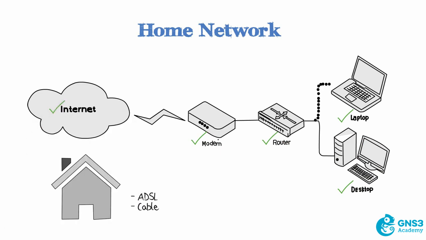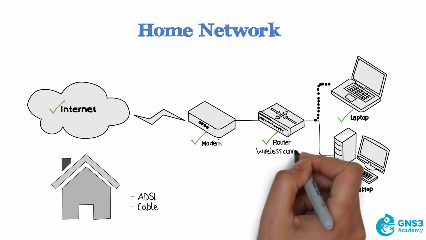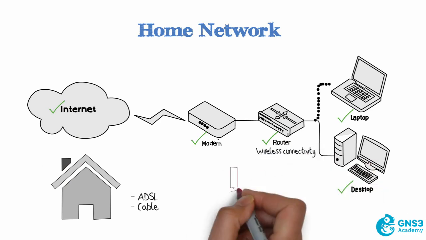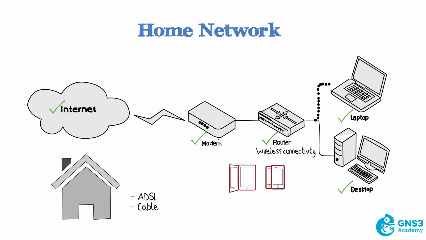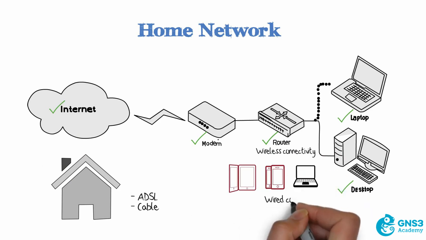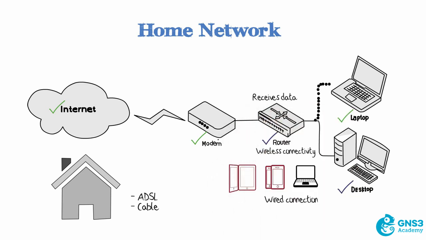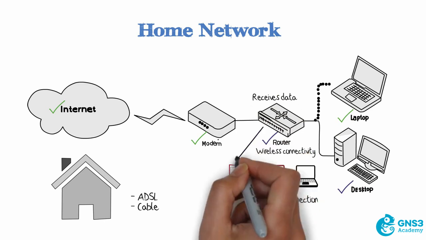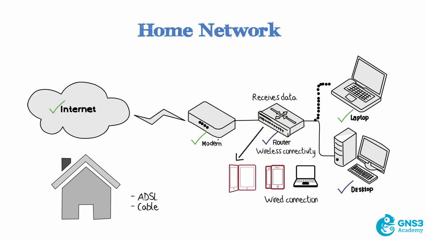That router may provide wireless connectivity so that you can access the internet from your iPad or iPhone or laptop anywhere in your house, or it may have a wired connection where you physically cable a PC such as a desktop into the router. Now, in its most simple terms, a router essentially receives data from a PC or an iPad and then determines where to forward it.